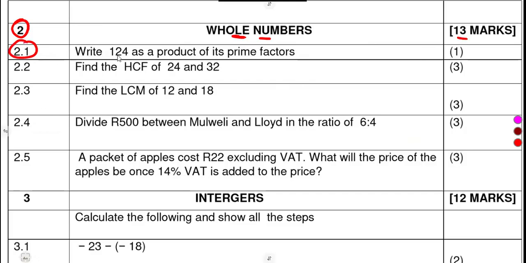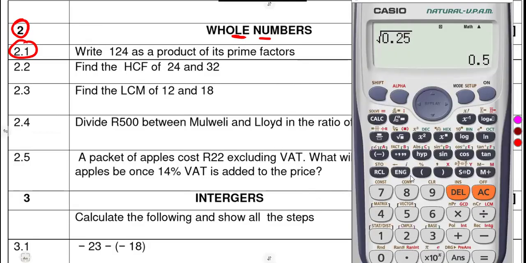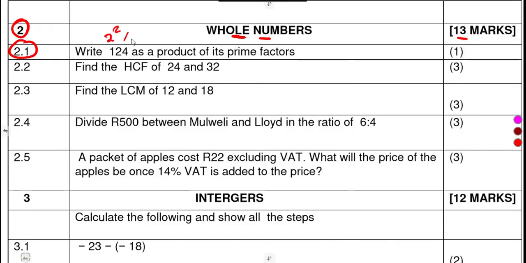2.1, write 124 as a product of its prime factors. So also our calculator can give us this. Remember, you can do this. 124 is equal to, all right? You just ignore like that. Then this is what you do. Shift, you go to this fact button, this one. You press it. As you can see, it can give you 2 to the power of 2 times 31. You have the answer there. 2 to the power of 2 times what? Times 31.